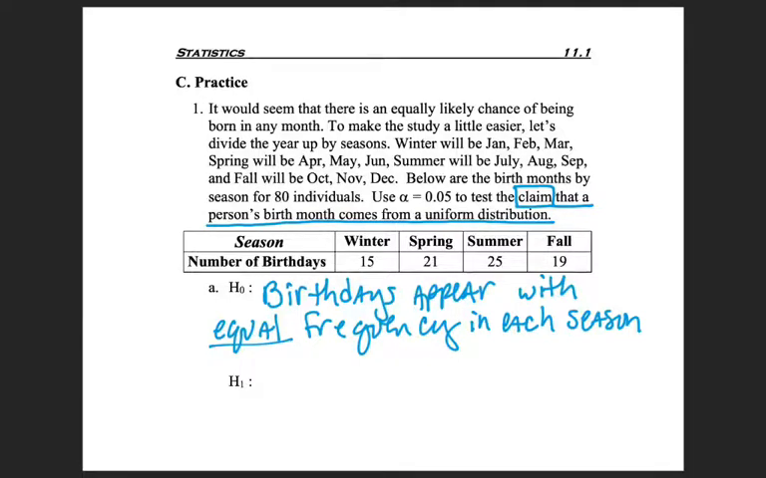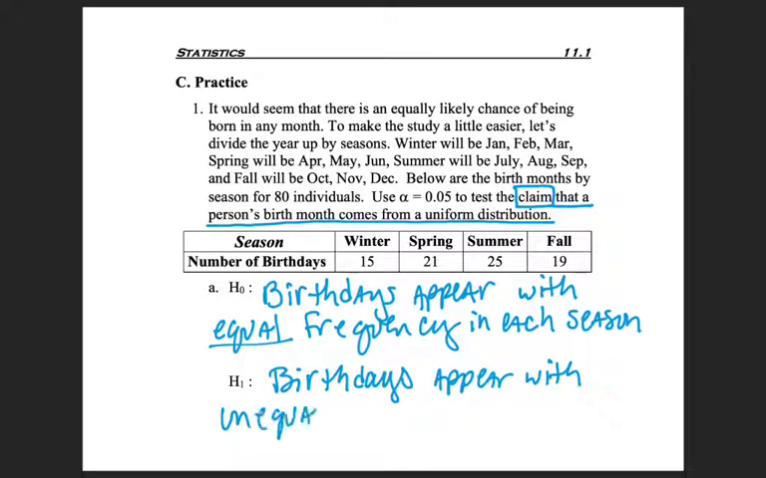So now I need to have not equals or inequality in H1. Therefore I've written birthdays appear with unequal frequency in each season. Or if you had gone with the way it's written, I would say that a person's birth month does not come from a uniform distribution.